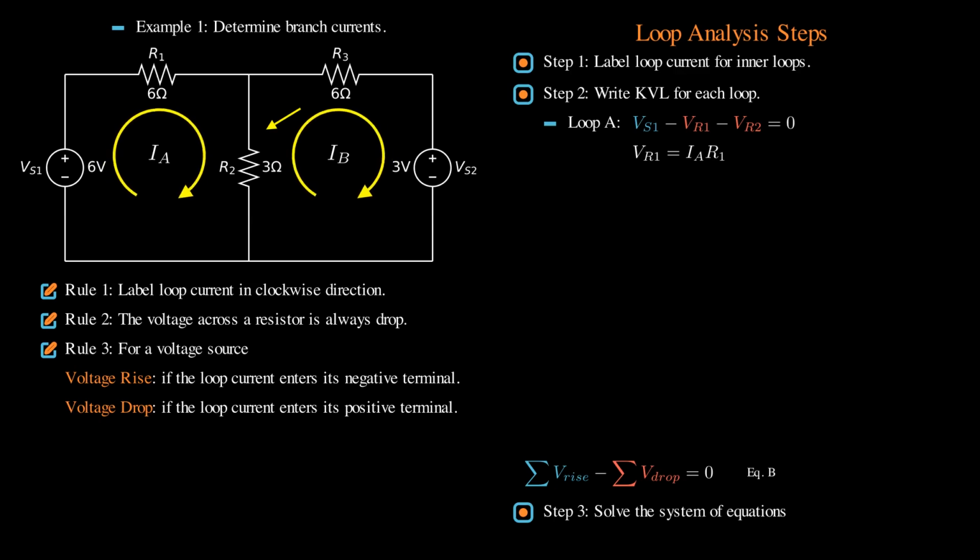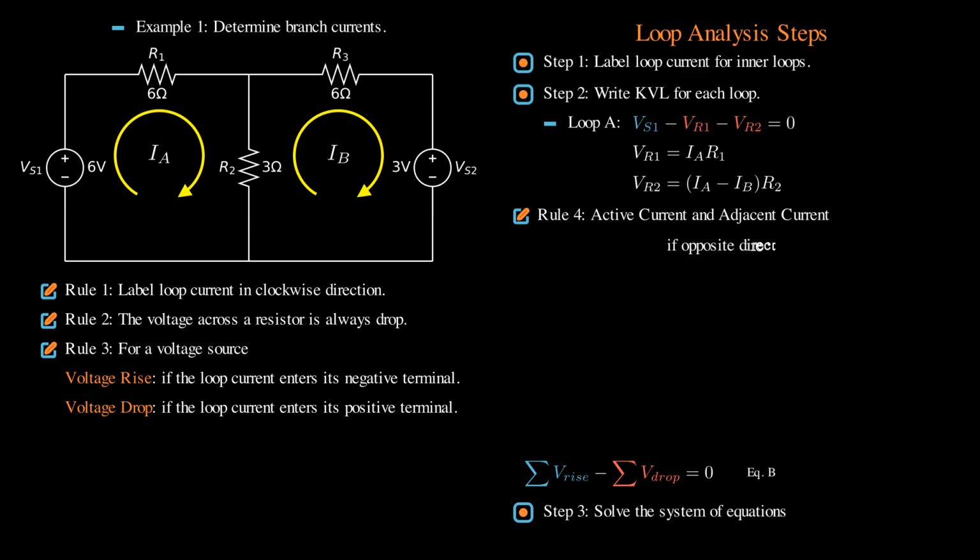Because both Ia and Ib go through R2, we can express VR2 equals Ia minus Ib times R2. Rule number 4. Because we are working on loop A, we call Ia the active current and Ib the adjacent current. If the adjacent current direction is opposite the active current direction, the final current will be the active current minus the adjacent current. If the adjacent current direction is the same as the active current direction, the final current equals the active current plus the adjacent current. Because Ia and Ib are opposite to each other, we have Vr2 equals Ia minus Ib times R2.